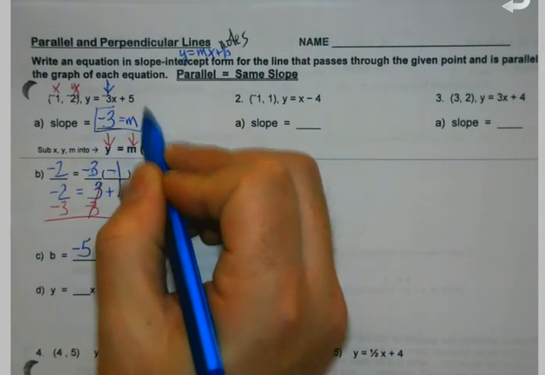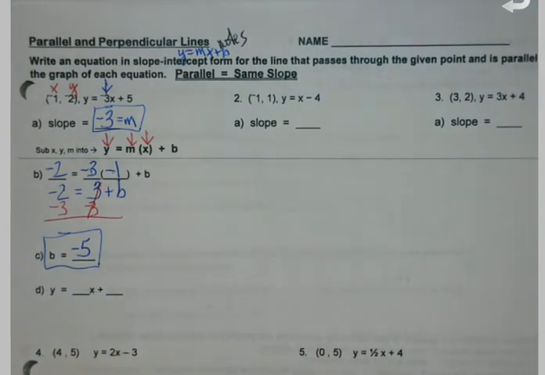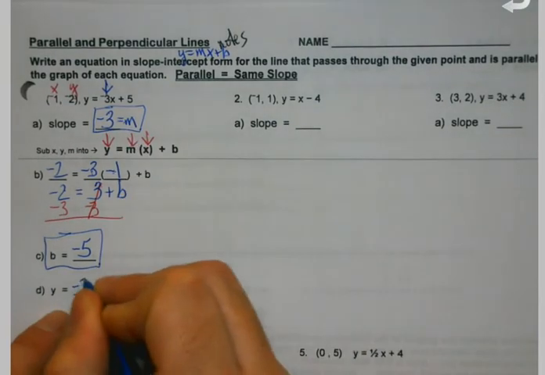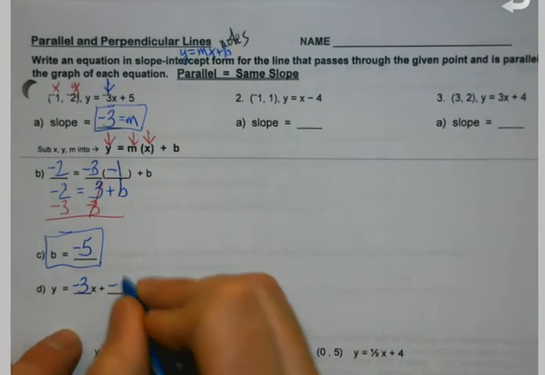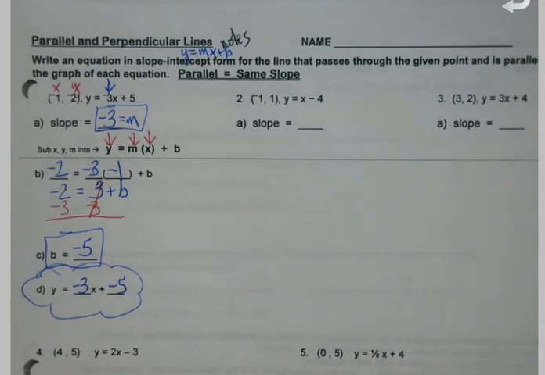So I now have my m. I now have my b. And I can write the answer down. y equals mx plus b. And I'm done. So really, this is similar to what we've been doing with the point and the slope.